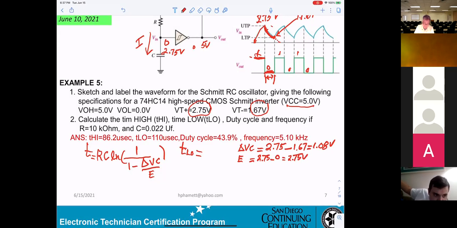Then you calculate, substitute into the formula. You can get the T low in here is 110 microseconds. That's how to calculate the time for the signal at low.